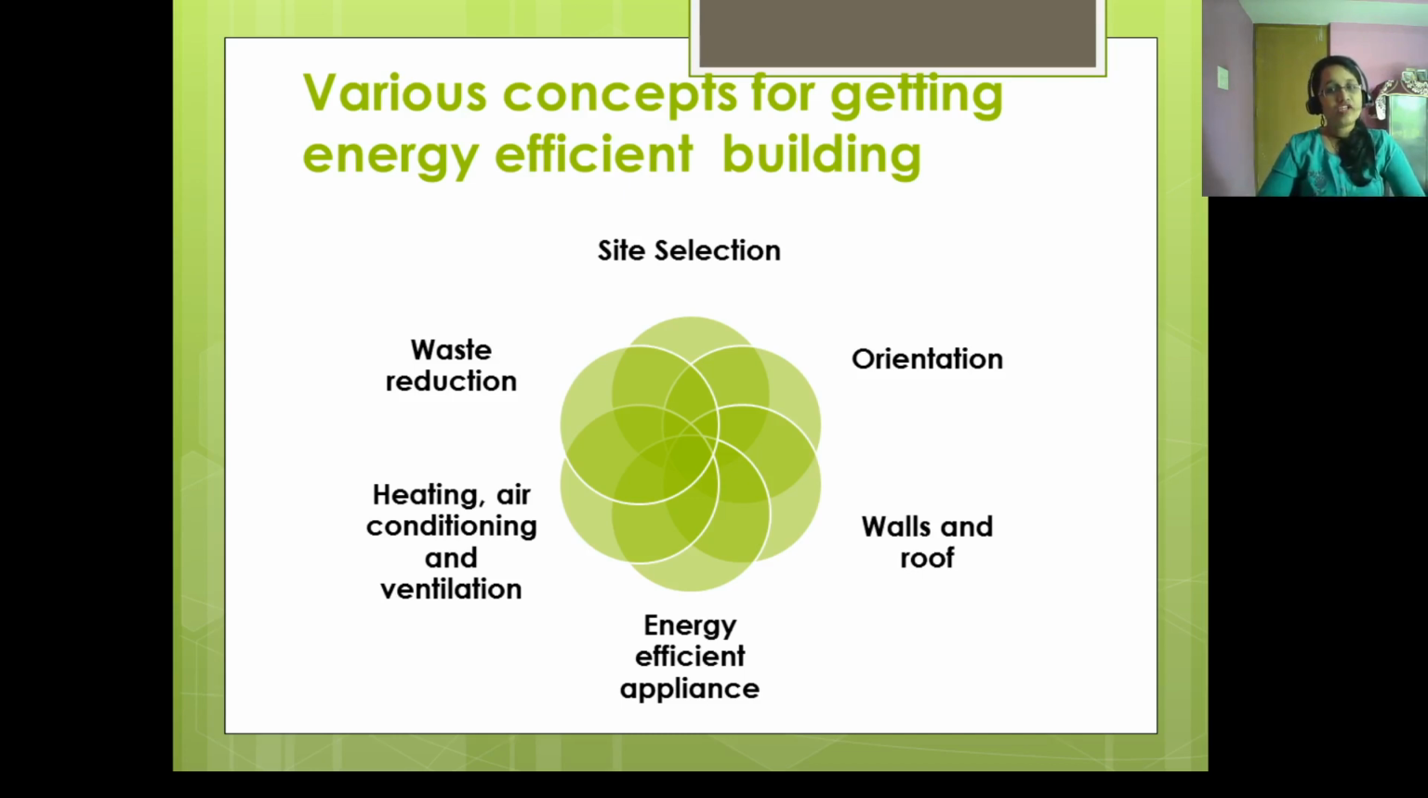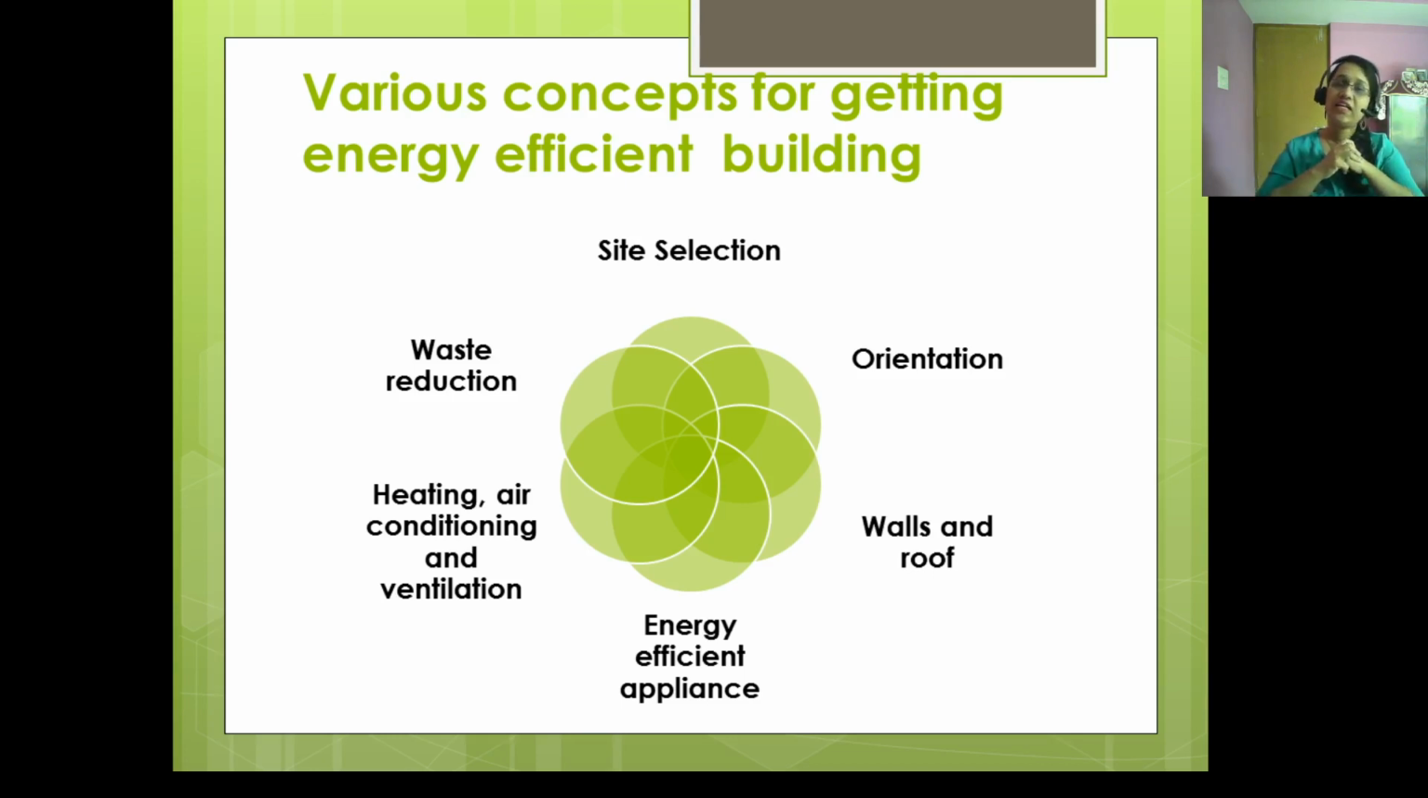Next is the energy efficient appliance. Use of energy efficient and eco-friendly appliances reduces the utility cost. While purchasing new electrical appliances, we need to look for the BEE star rating. More stars indicate more efficiency.